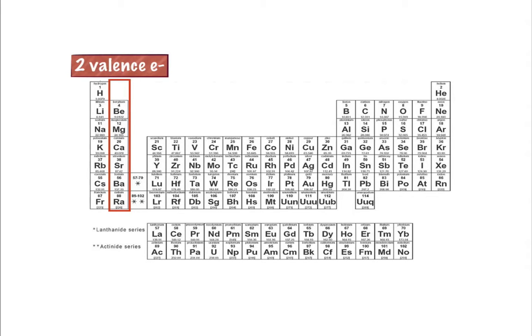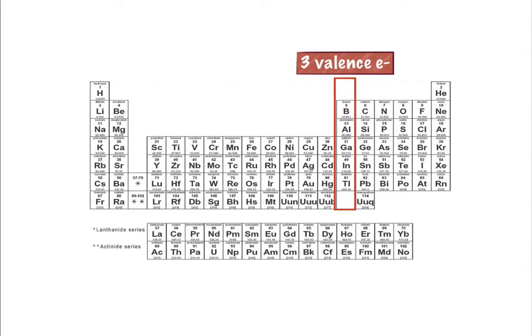So in the second group you have 2 valence electrons, and all these elements have similar behaviors also. Okay, and then we move on to the other main group elements.